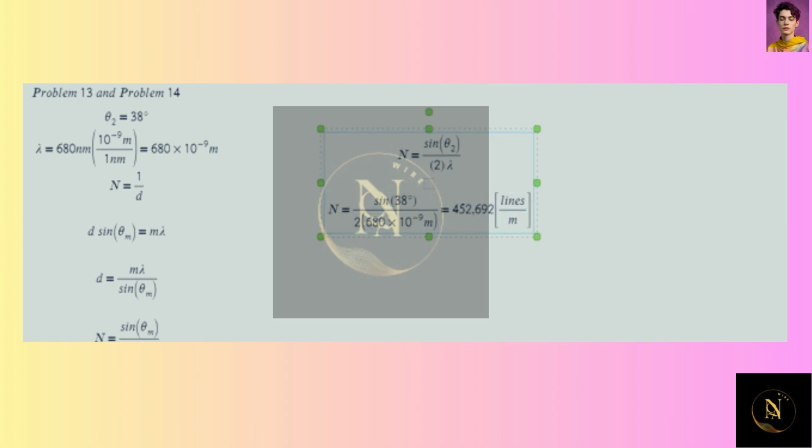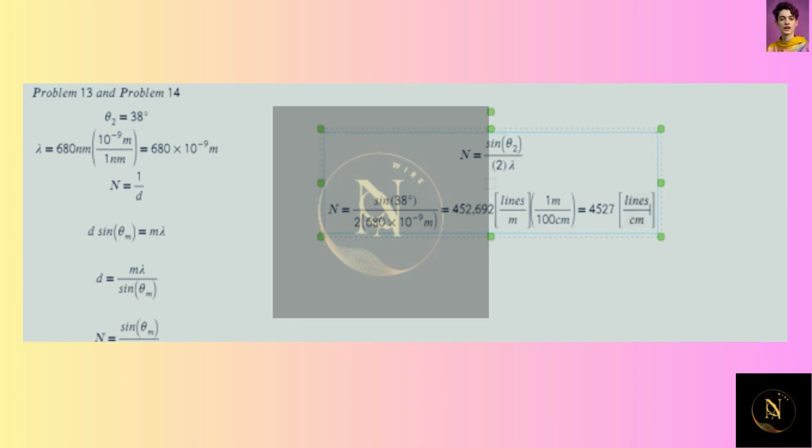And let's convert this to lines per centimeter. So for lines per centimeter, we're going to have to multiply this by a conversion. So 1 meter is equal to 100 centimeters. So we're just going to move the decimal place 2 times to the right. Actually, no, 2 times to the left. So 1, 2, it would be right here. And let's round to the nearest whole number. It's going to be 4,527 lines per centimeter.